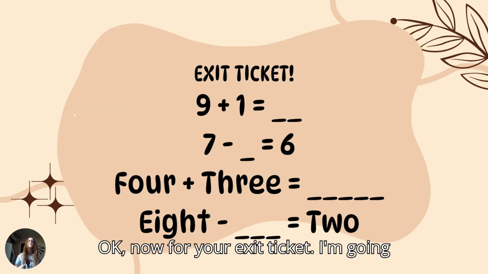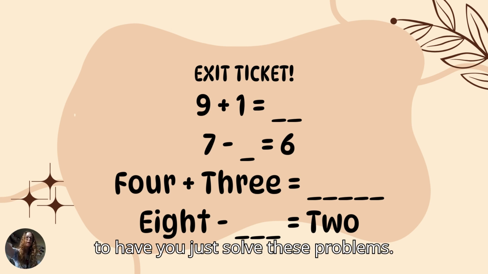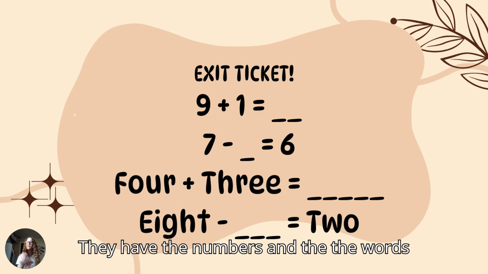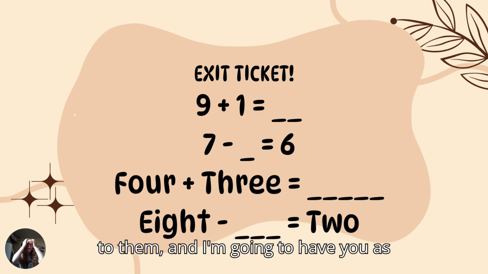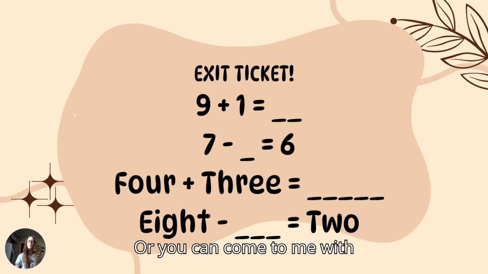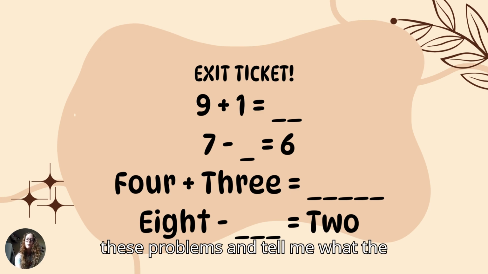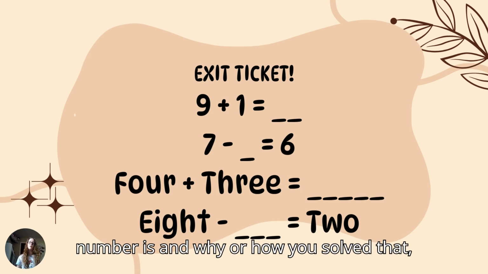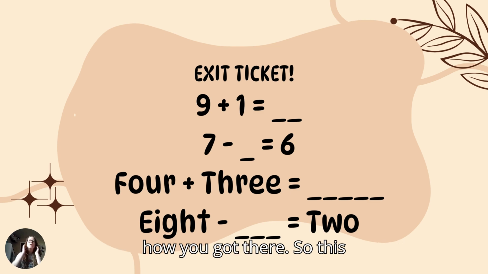Okay, now for your exit ticket, I'm going to have you solve these problems. They have the numbers and the words to them. As students, you can either write them down or you can come to me with these problems and tell me what the number is and why, or how you got there. The first question is 9 plus 1 equals blank.